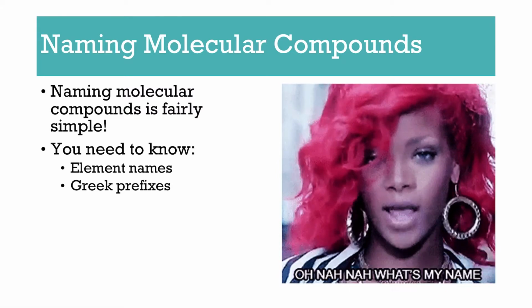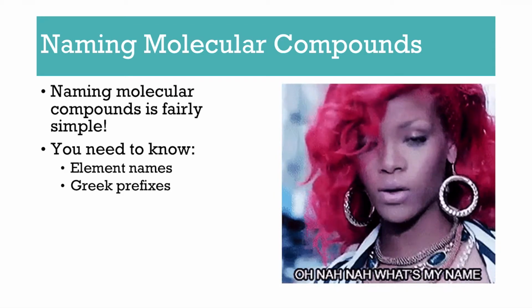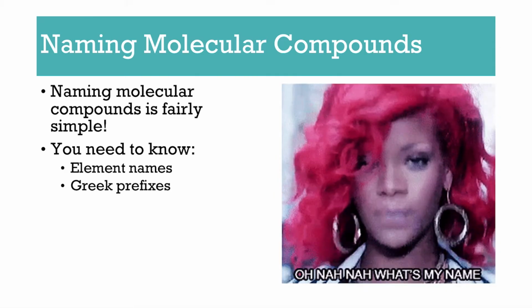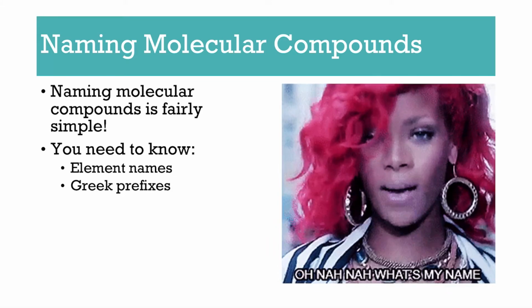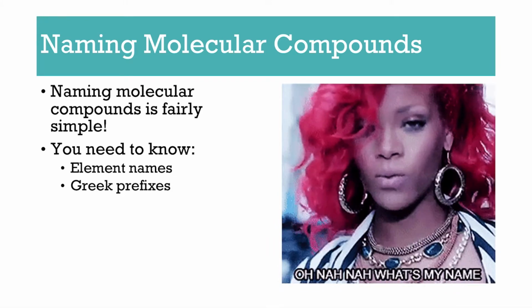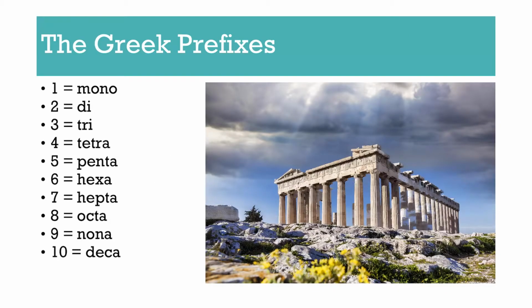One, elements' names, and if you ever forget what an element's name is, it's always on Table S in your reference table. And then the Greek prefixes. So, the Greek prefixes are these. And some of these you kind of already know. Mono is 1, di is 2, tri is 3, tetra is 4, penta is 5, hexa is 6, hepta, octa, nona, and deca. So if you see any one of those prefixes, that's referring to that number.